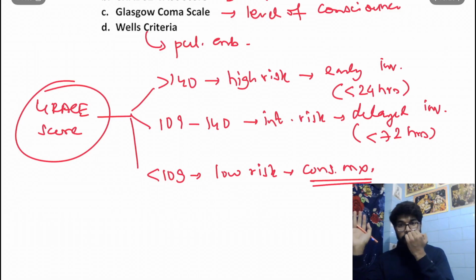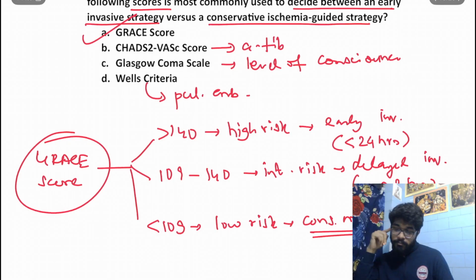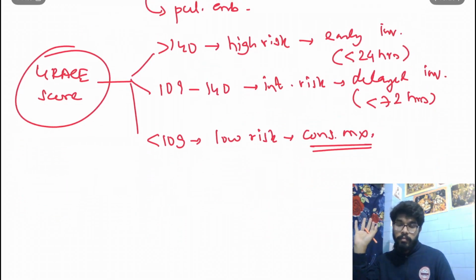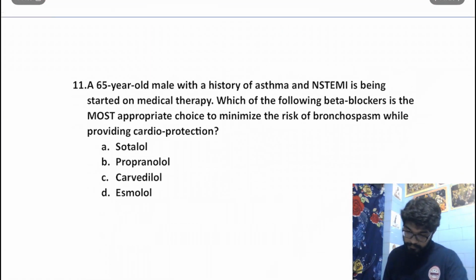But this is the importance of Grace score. Quite a complicated score, requires biochemical parameters and a lot of things. Okay. So this is the most important, the interpretation of Grace score. Okay. Moving on to the next question.